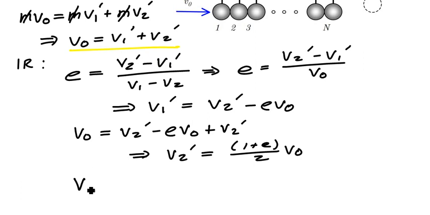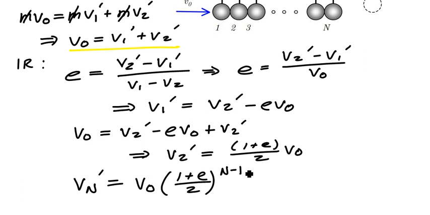What this means is that the velocity of particle n post-impact will be given by the initial speed v0 times the reduction factor, which is (1 plus E) divided by 2, raised to the number of impacts, which in this case will be n minus 1. If you had 2 impacts, or a 2 pendulum system, as in the case we just looked at, you would note that this reduces to the same expression we previously had.